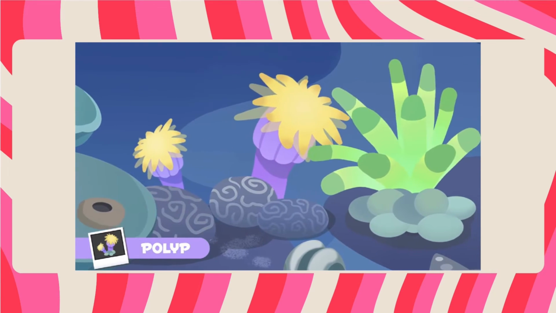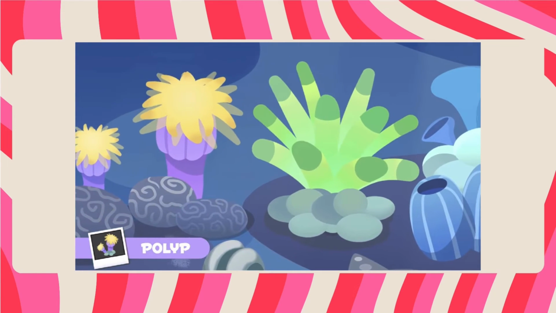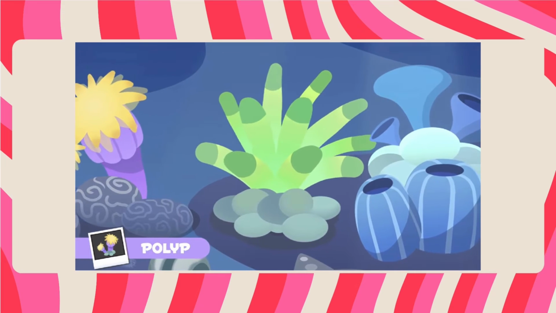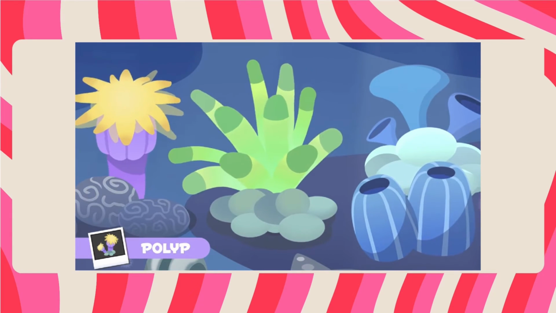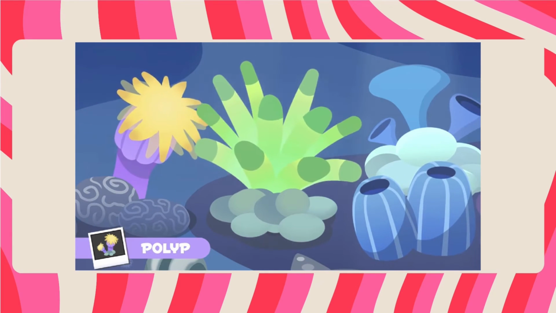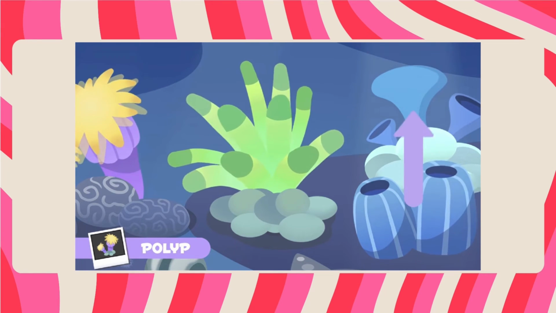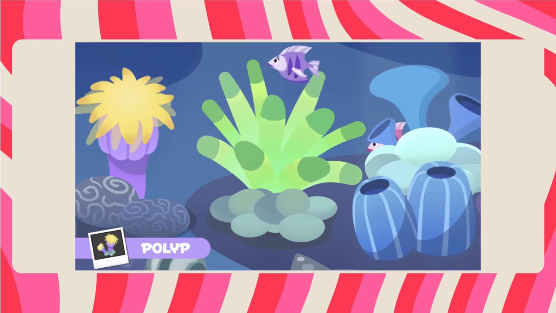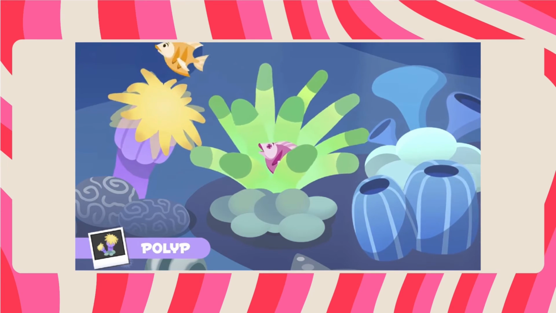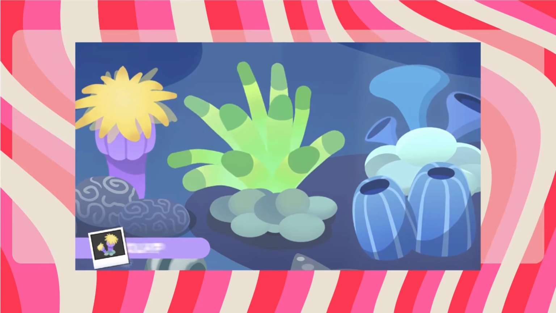Polyp animals form another group of cnidarians. They live on reefs or attach themselves onto rocks using their suckers. Polyps also have tentacles and a mouth which they use to feed themselves. But unlike jellyfish, their mouth and tentacles are in the upper part of their body. Watch out! Cnidarians are really hungry today.